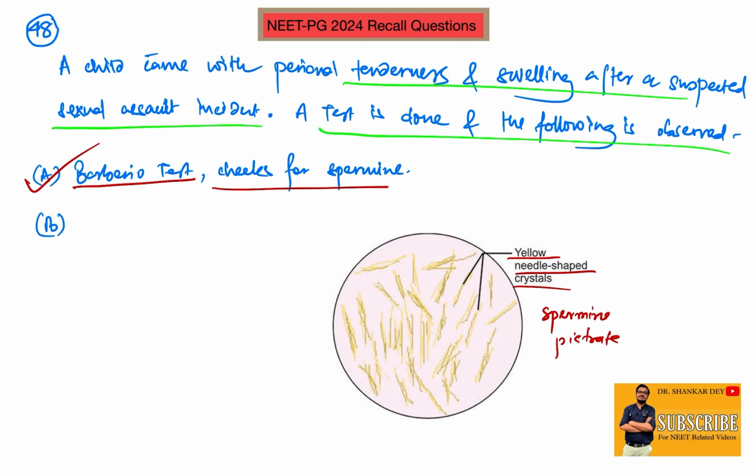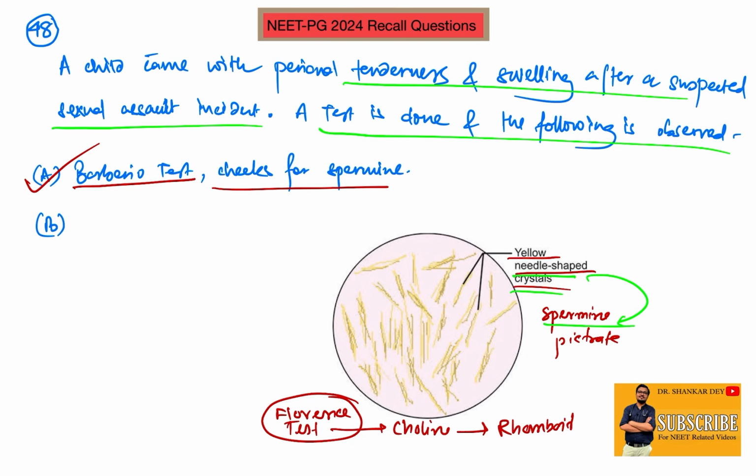It checks for spermine. There is another test of seminal fluid, that is Florence test. In the Florence test, it actually checks for choline, and the crystals should be rhomboid shaped. But here needle shaped crystals are seen, so it is nothing but spermine. So this is the Barberio test, checks for spermine.